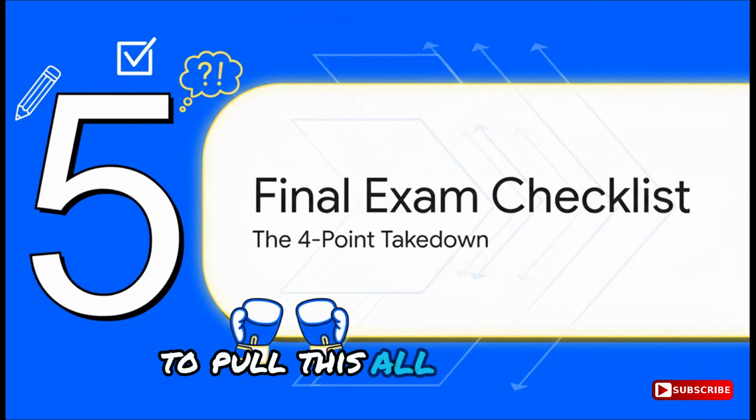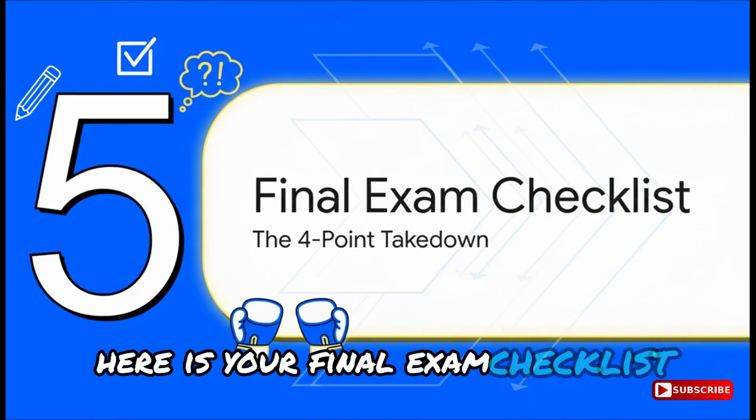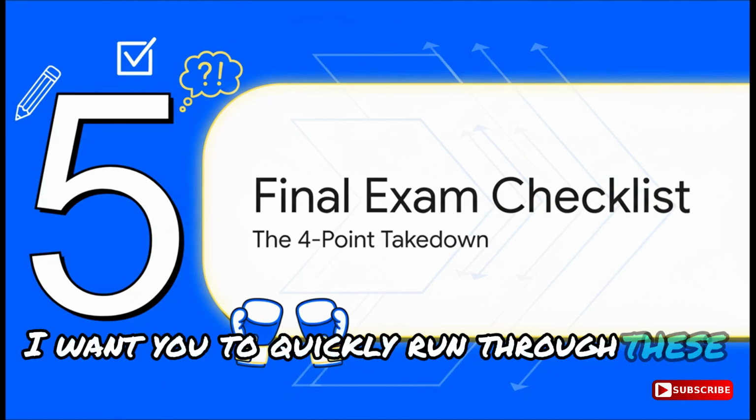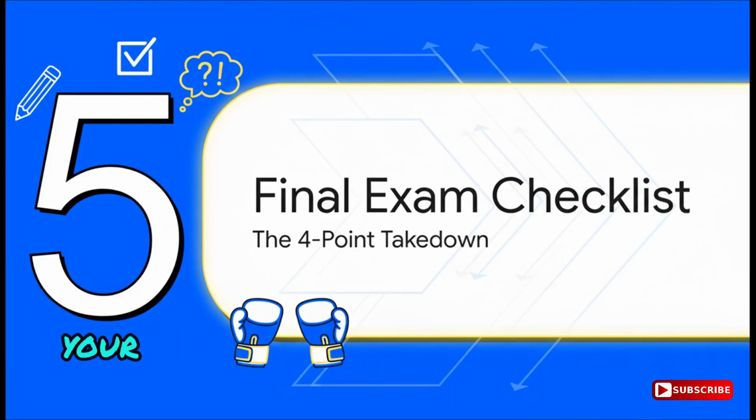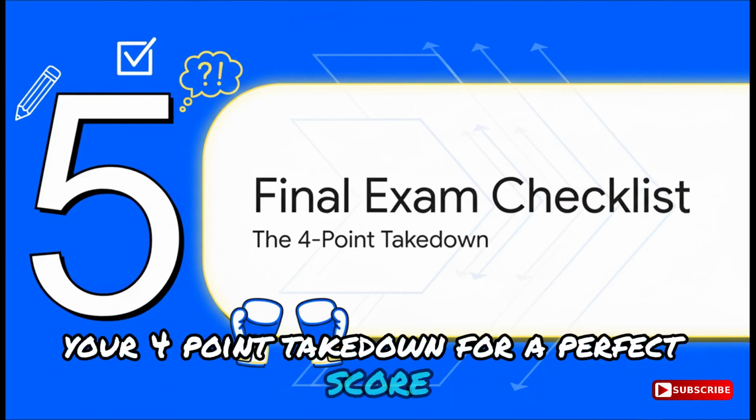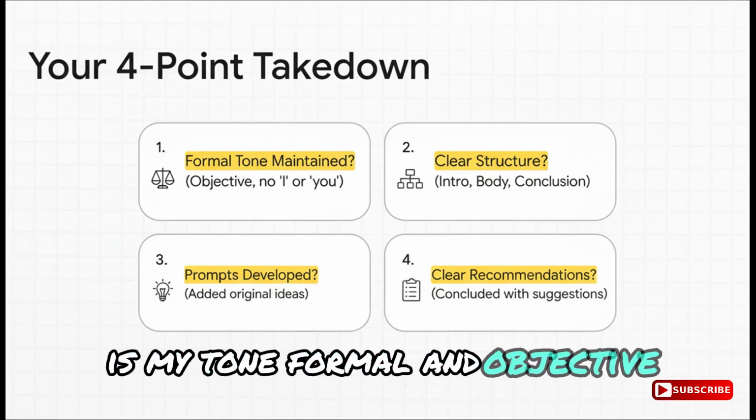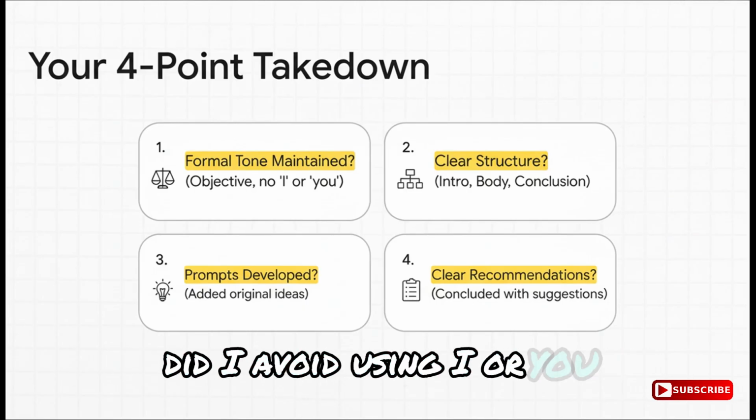Okay, to pull this all together, here is your final exam checklist. Before you finish writing and put your pen down, I want you to quickly run through these 4 questions. Think of it as your 4-point takedown for a perfect score. So ask yourself, 1. Is my tone formal and objective? Did I avoid using I or you?